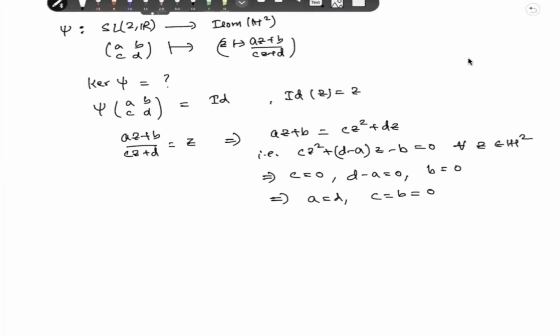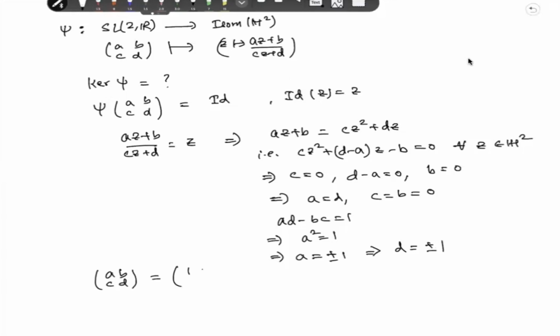Also, this ABCD belongs to SL2R, so we have AD minus BC is equal to 1. This implies that A is equal to D, so A squared is equal to 1, so A, and D will also be equal to plus minus 1. So this matrix will be either the identity matrix or minus 1 times the identity matrix. Therefore, what we have proved is that the kernel of psi is this subgroup.